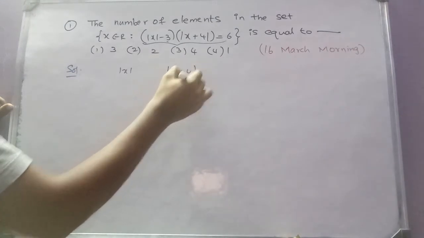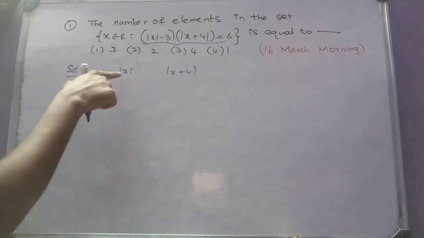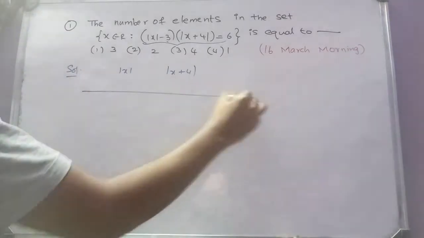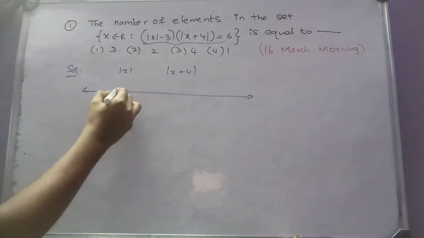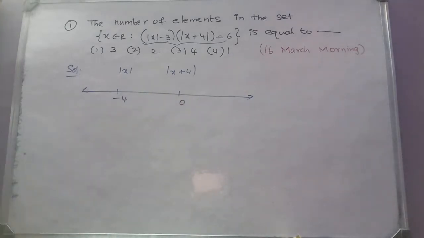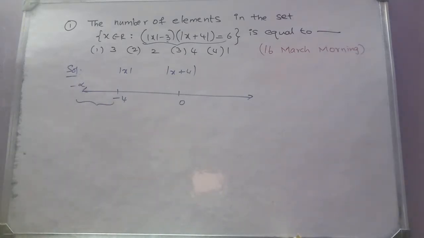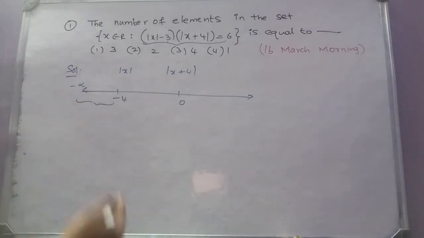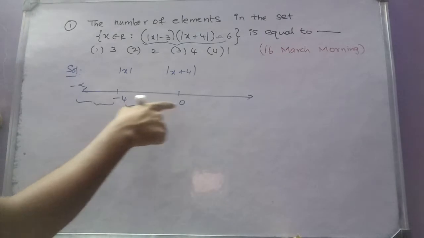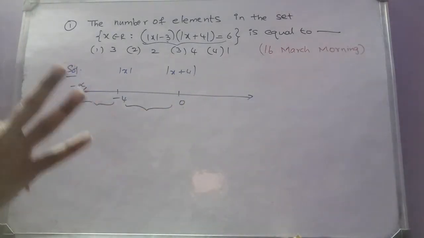So these two are the functions containing modulus, correct? So let us take the zeros of these two polynomials, zeros of x and x plus 4, on the number line. The zero of x plus 4 is minus 4 and the zero of x is 0. Now we have to divide the solution into 3 cases. The first case containing minus infinity to minus 4. That means, first of all, if x is less than minus 4, then what are the possible solutions? Next, the second case where x is between minus 4 and 0, and the third case where x is greater than 0. We are dividing the solution into 3 different cases.